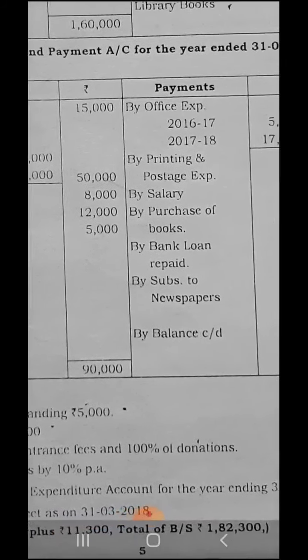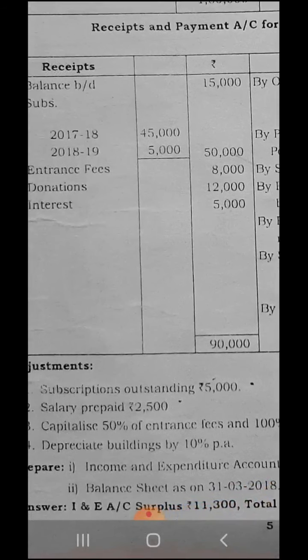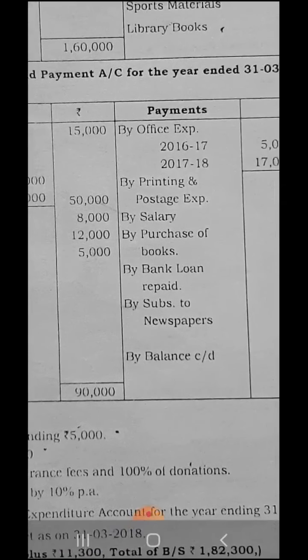Total 12,000 should be taken as capital, not revenue. Not even 1 rupee is taken as a general donation. The 12,000 totally we should add to the capital fund. Clear? Because the instruction is given like that.